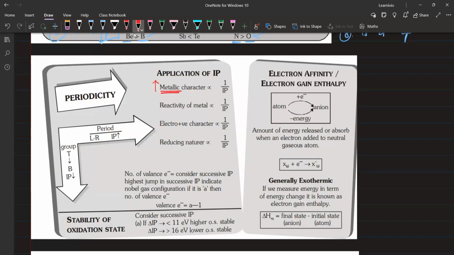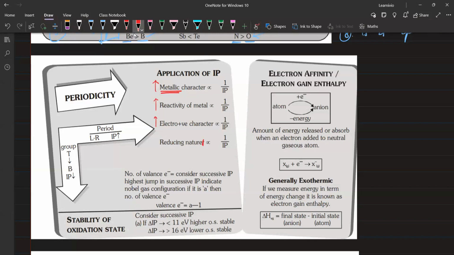Similarly, the reactivity of metal will also depend on the same thing. That is, it is inversely proportional to the ionization potential. If a metal can easily lose electron, that means it will be very reactive, and that is why low ionization potential or low ionization enthalpy means higher reactivity. Now, the electropositive character. Electropositive means the tendency of an element to lose electron. So it will also be higher if the ionization potential is lower.